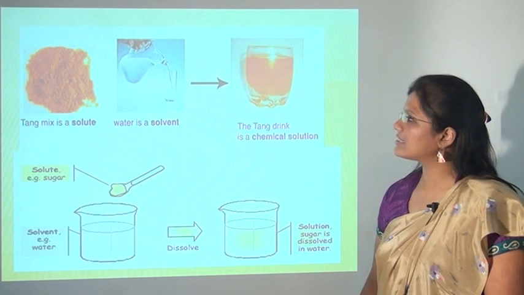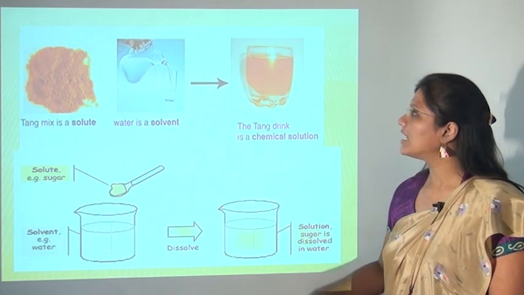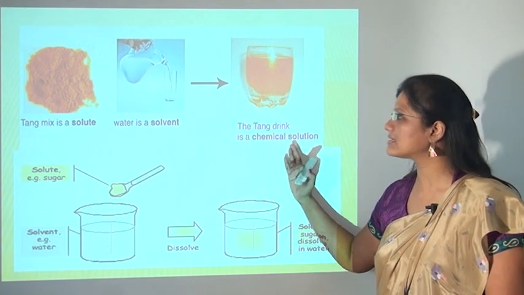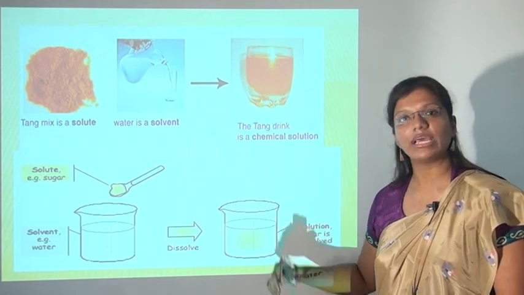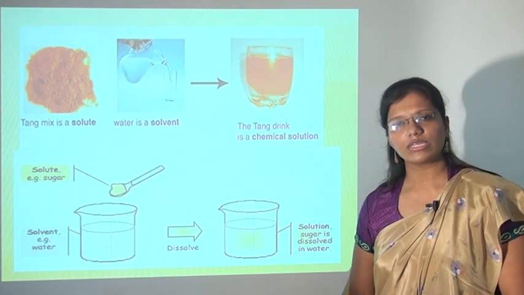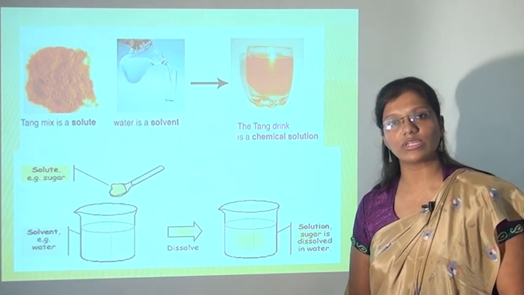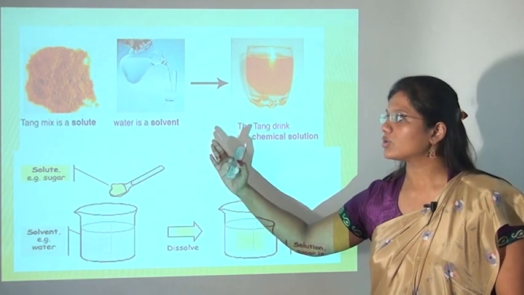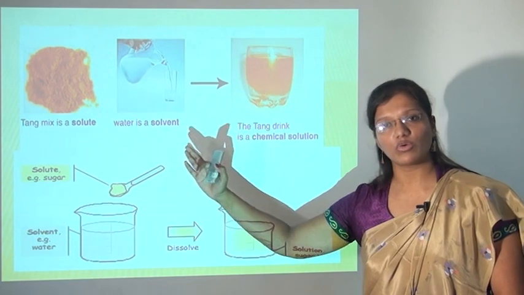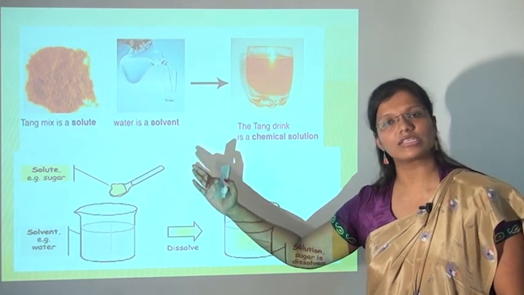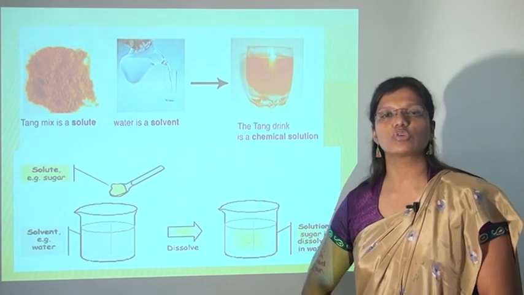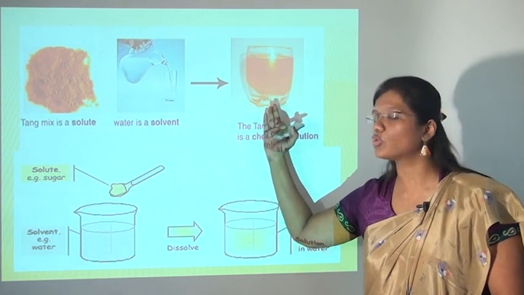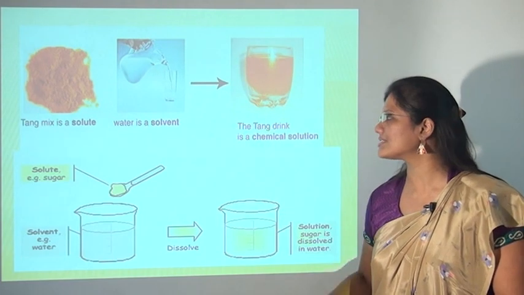Now one example from our routine life is given here, that of Tang drink. Tang drink is a chemical solution in which there are two constituents: one is solute and another is solvent. The solute is the powder which is dissolved in the water. So here the Tang mix, which is in powder or solid form, is the solute, while water is the solvent in which your Tang mixture is dissolved, and the total mixture is known as the solution.